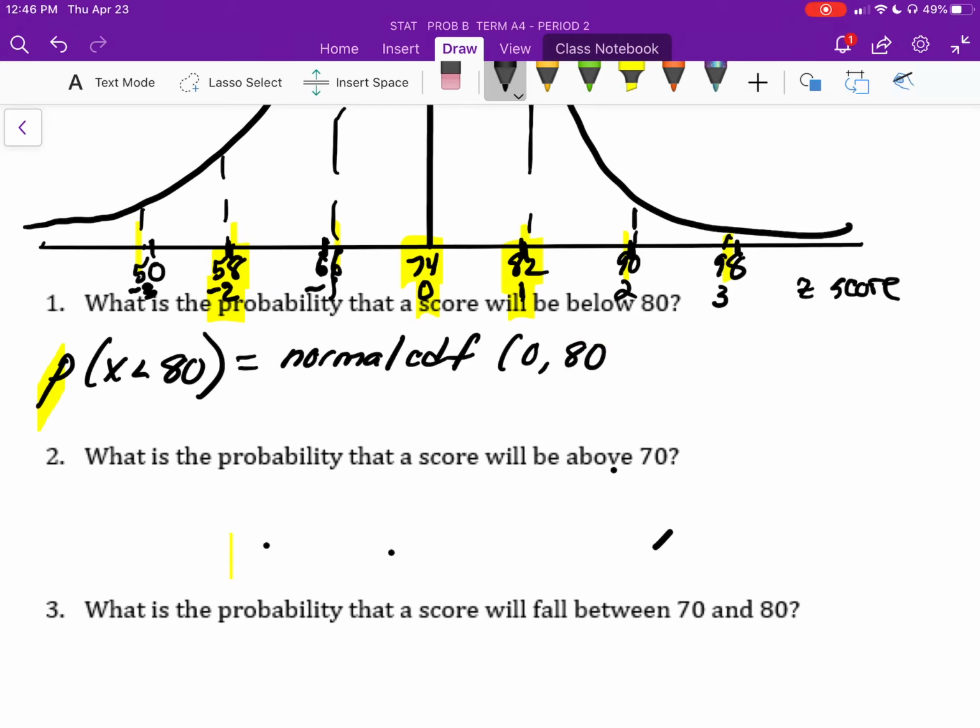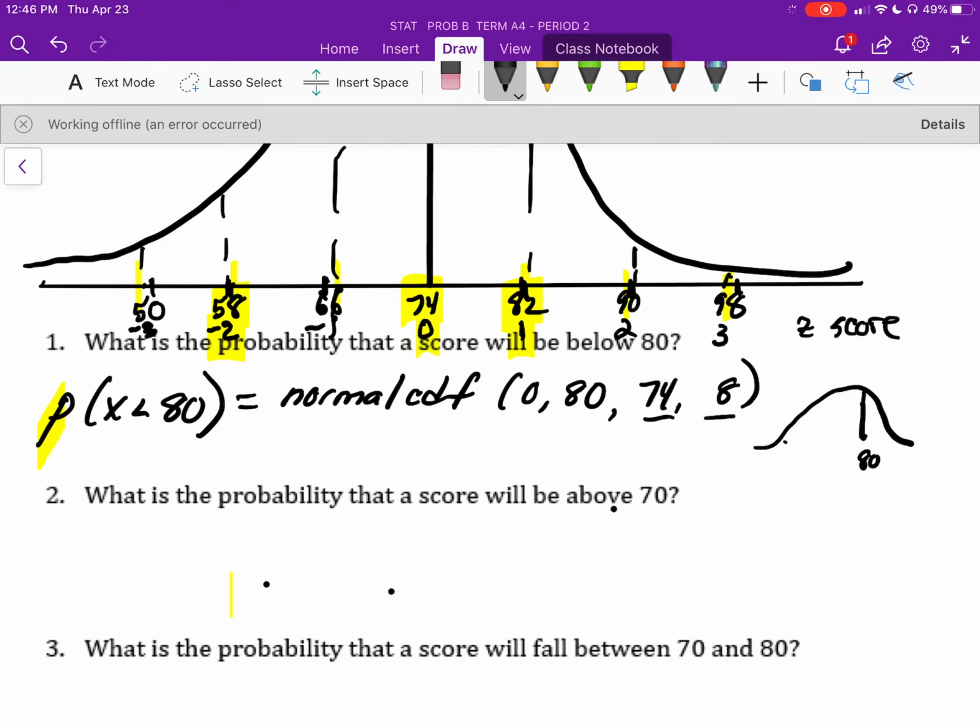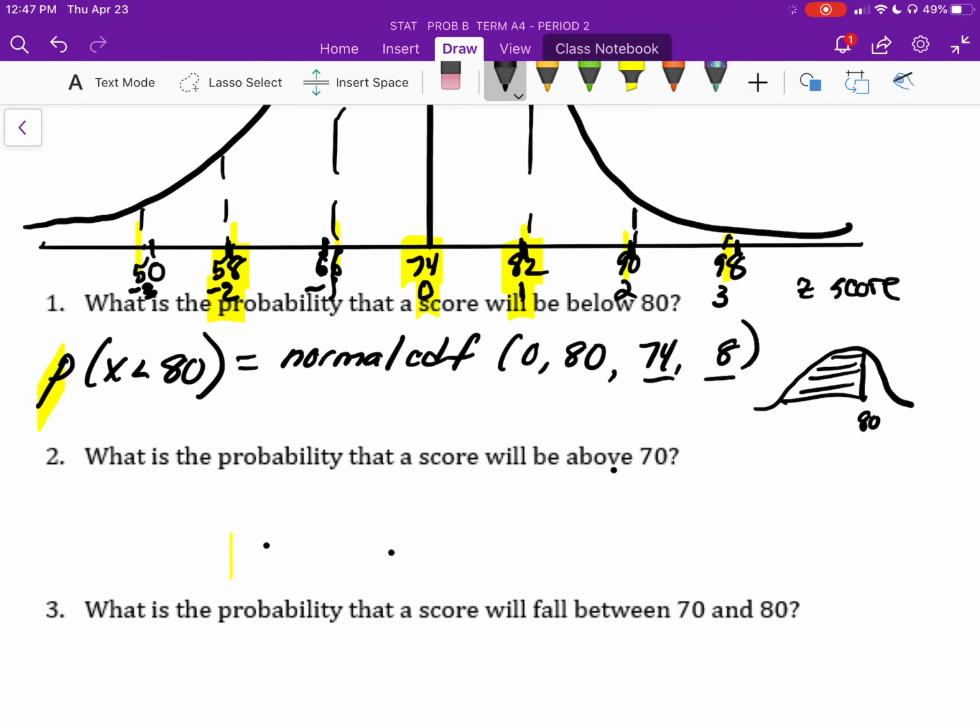So the first two values you put in are the values that we're looking for, from 0 to 80. And then we have to put in the mean every time. So the mean is 74, and the standard deviation in this example is 8. These are always going to be the same, at least for this model. Now, if we look at this in terms of a picture, 80 would be somewhere about right here. And we want to know what's this probability. Obviously, it's going to be greater than 50% because the probability that you score below 74 is 50%. So it's going to be something greater than that.